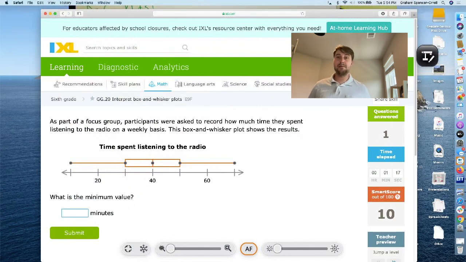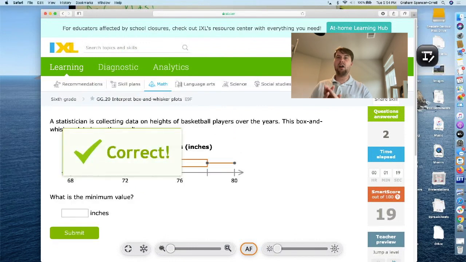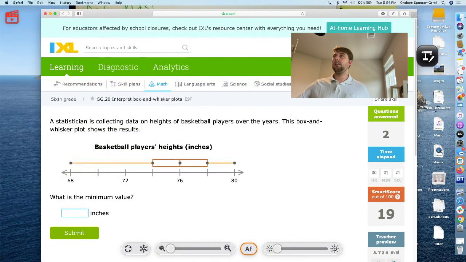All right, we're looking at the minimum value again. As we know, it's the farthest to the left, which on this one is going to be 68. Well, not 658, just 68. Awesome. We'll do this last one together, and I'm going to send you off into the world of practicing.